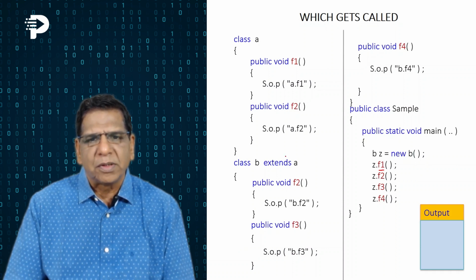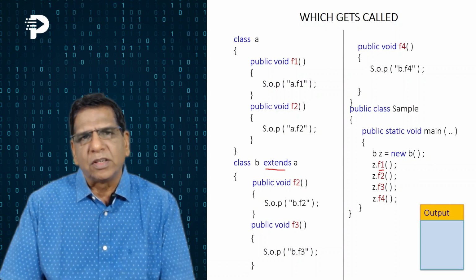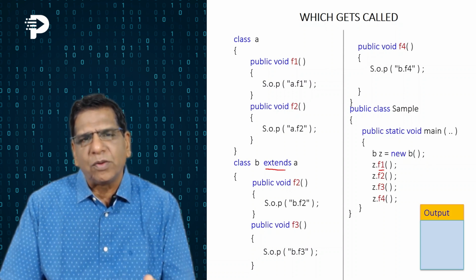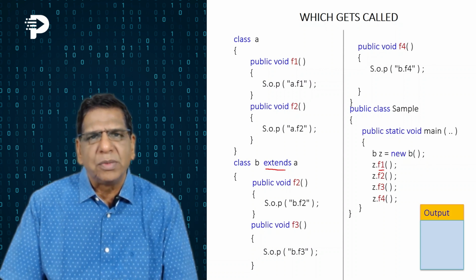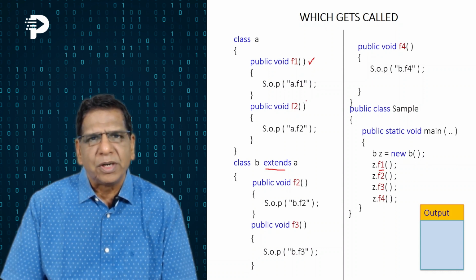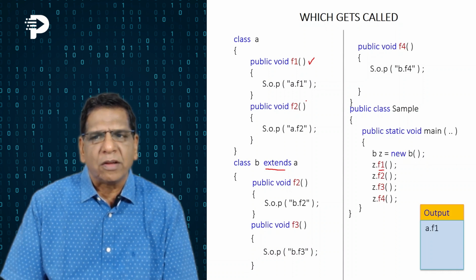That is the purpose of the inheritance. Firstly, the function would be searched in the derived class B, and since it is not found there, the search will be extended to the base class A, and here f1 is indeed found. That is why a.f1 is bound to get printed out. So in the output, we will get a.f1 printed out.